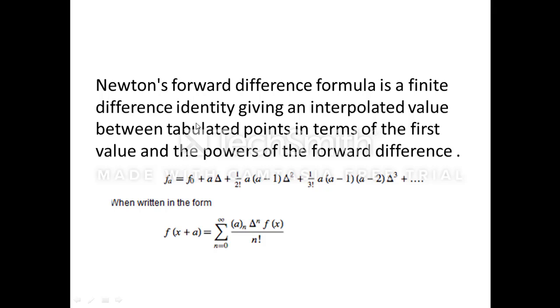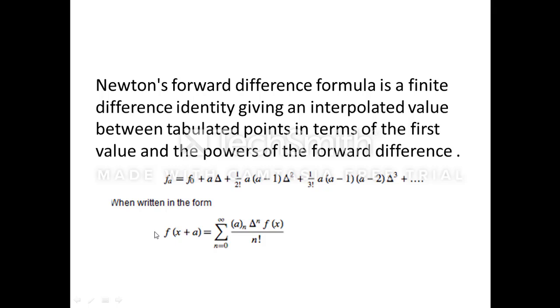So here's the formula: f(a) equals f0 plus a delta f0, plus 1 upon 2 factorial a(a minus 1) delta squared f0, plus 1 upon 3 factorial a(a minus 1)(a minus 2) delta cubed f0, and so on. Since delta are the differences, we can calculate these from the difference table.